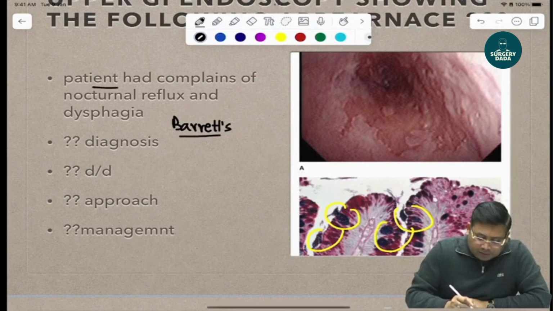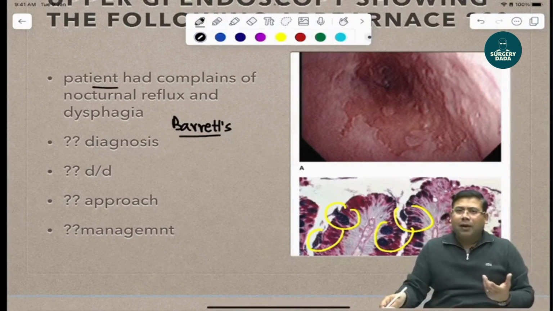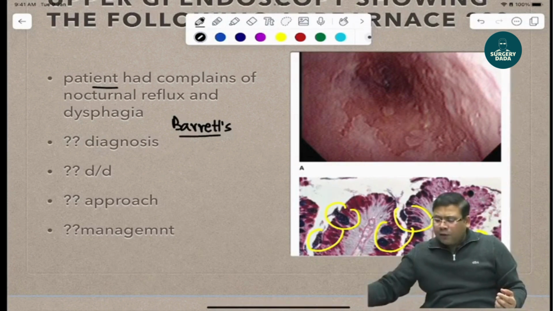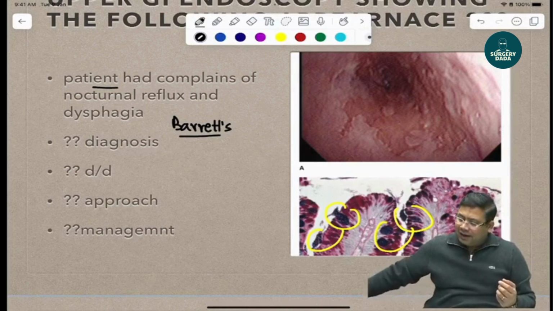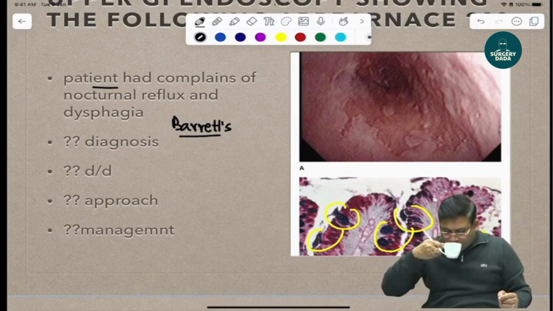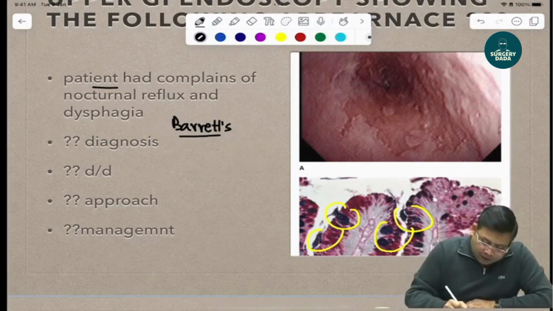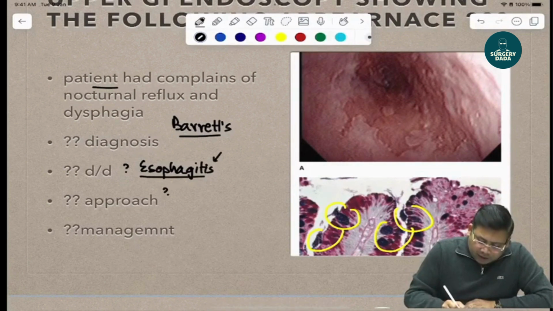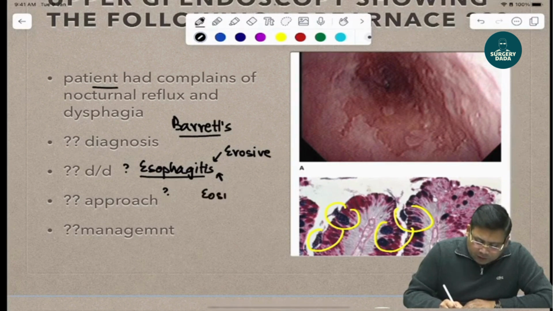So the patient has reflux, dysphagia. You know what Barrett's esophagus is, and why it is associated with reflux. You should know that Barrett's is defined as end stage GERD, and that is why it is very important. So what is the diagnosis? The diagnosis is Barrett's esophagus. What is the alternate diagnosis? Esophagitis. It can be erosive esophagitis, it can be eosinophilic esophagitis. Lots of types are there.